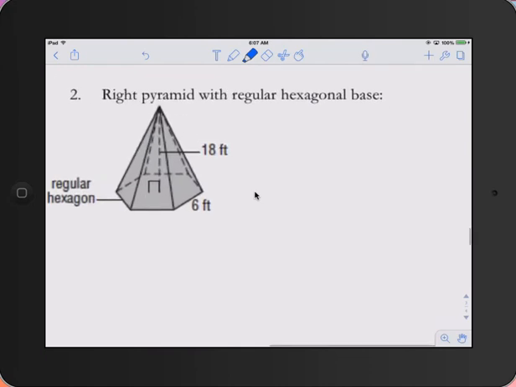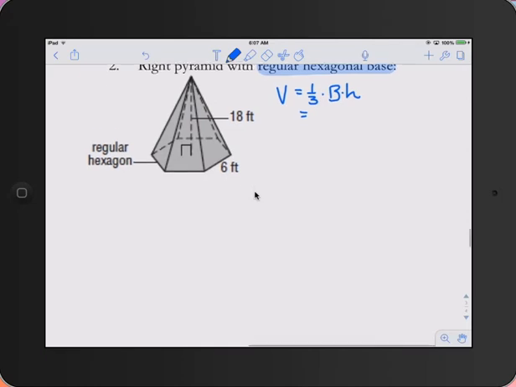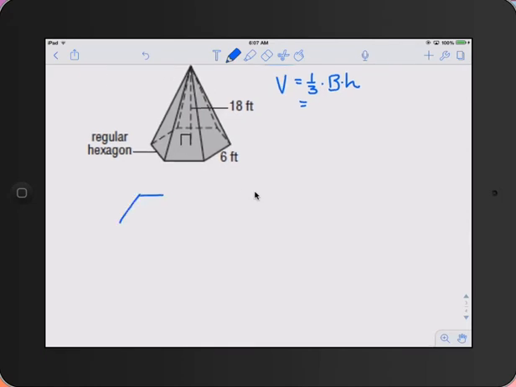Okay, for number 2, a right pyramid with a regular hexagonal base. So volume is 1/3 base area times the height. Now, base area. This is a hexagon. So I'm going to draw the aerial view of the hexagon.